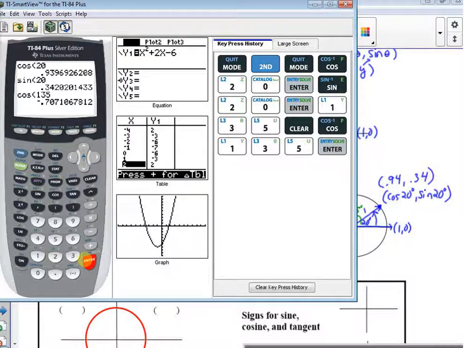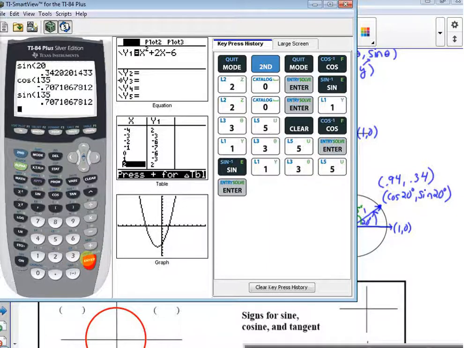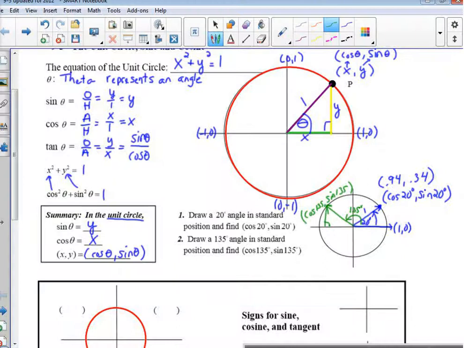So we get negative 0.71 approximately, and sine of 135 is again 0.71. So this should make sense if you're plotting a point. Let's go back here. If you're plotting a point in quadrant 2, you would go left, so it was negative 0.71 comma positive 0.71. So you're going left negative and up positive. So negative 0.71 comma 0.71 makes sense.